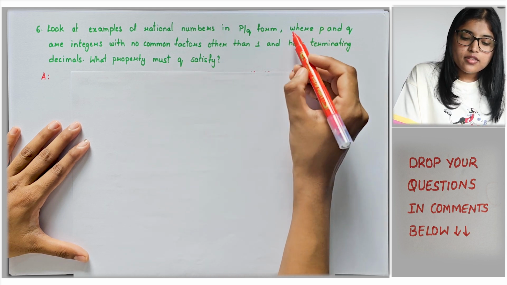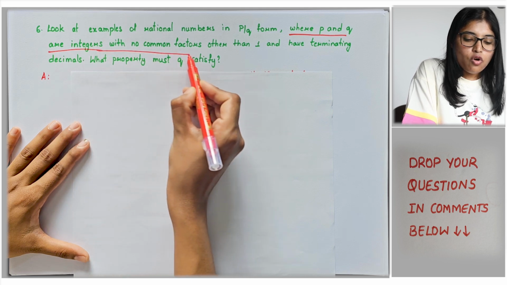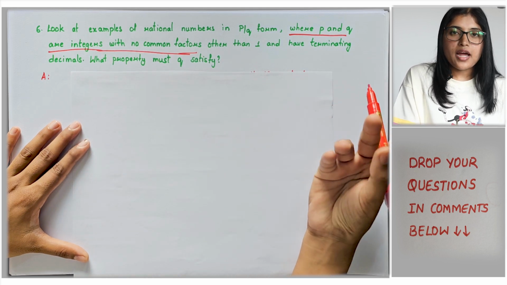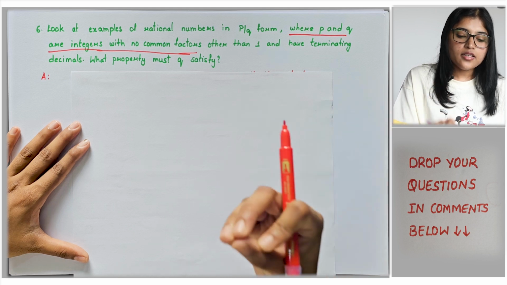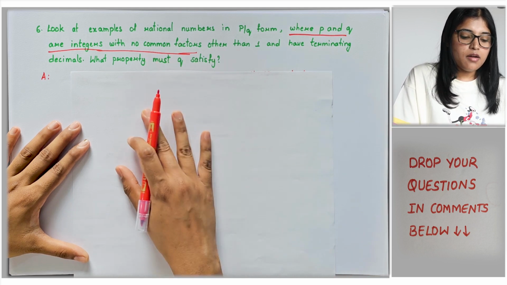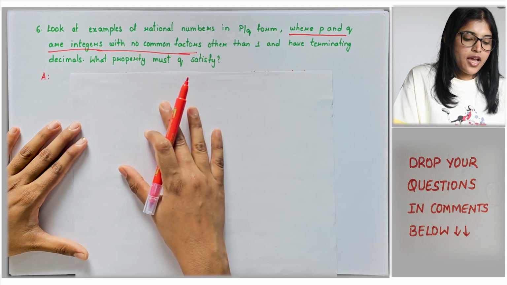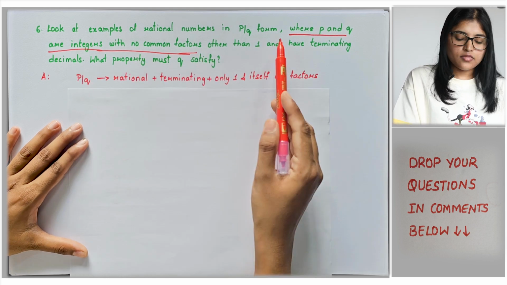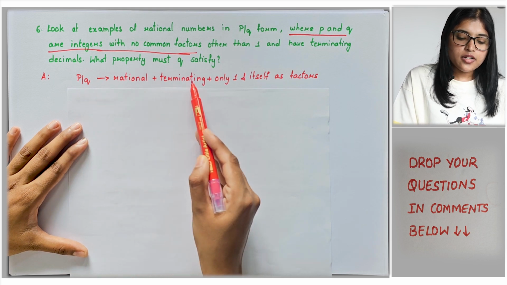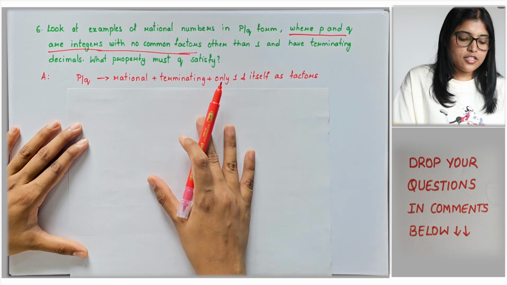So let's look at this point where they say p and q are integers with no common factors. That means p and q are prime numbers. A prime number is a number that has a factor of 1 and itself. So similarly, we can find some integers that have no common factors other than 1 and see the p by q form. In order to write in p by q form, the number has to be rational and terminating, and the condition given is only 1 and itself as factors.